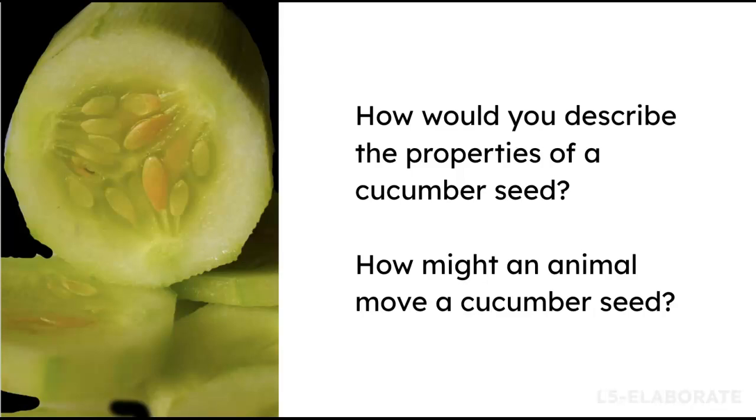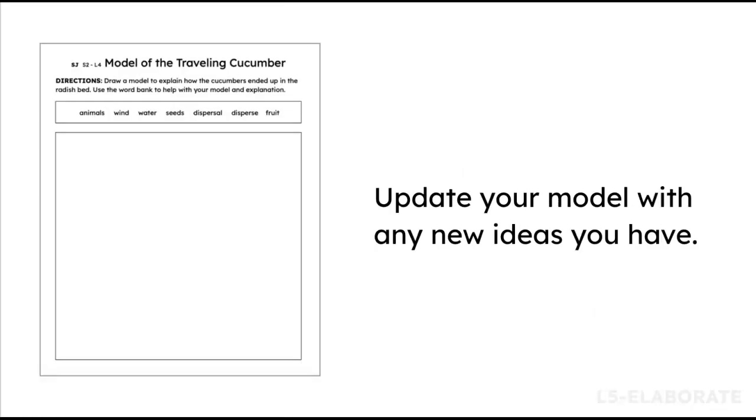For the Elaborate portion, you'll again show students an image of a cucumber seed and ask about its properties and how an animal might move it. You'll have students return to their Model of a Traveling Cucumber student journal page from Lesson 4. They should update their model with any new ideas they have.